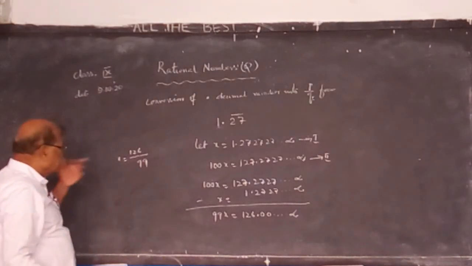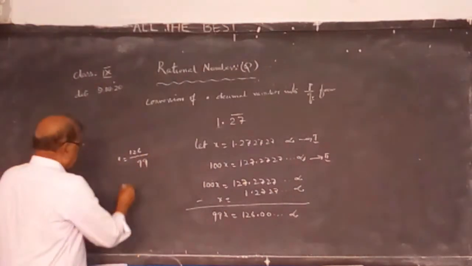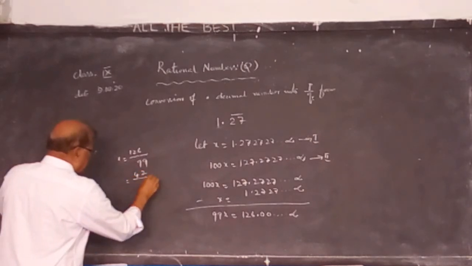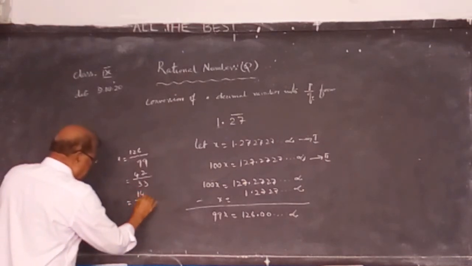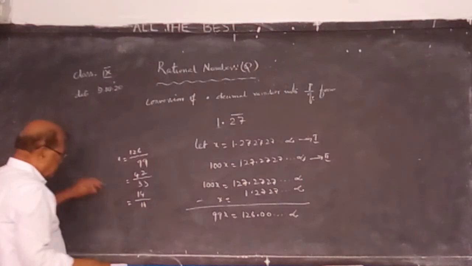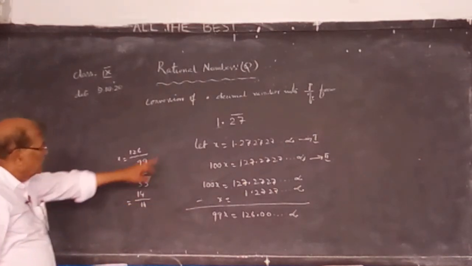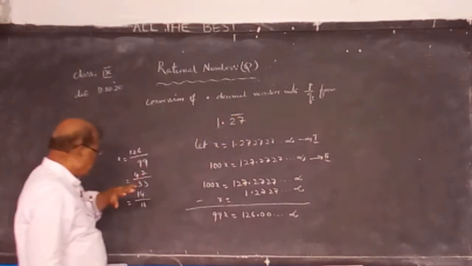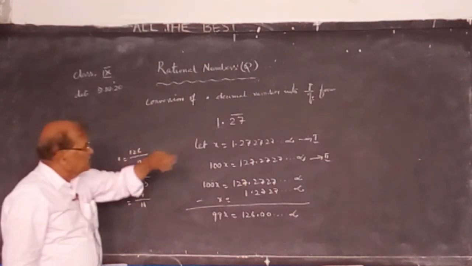You can simplify this further also. It goes in 3: 3 fours are 12, 3 twos are 6, 3 threes are 9, and again it goes in 3. So 14 by 11. If you divide this, you are getting 1.272727, and it goes on. This is the way of converting this.